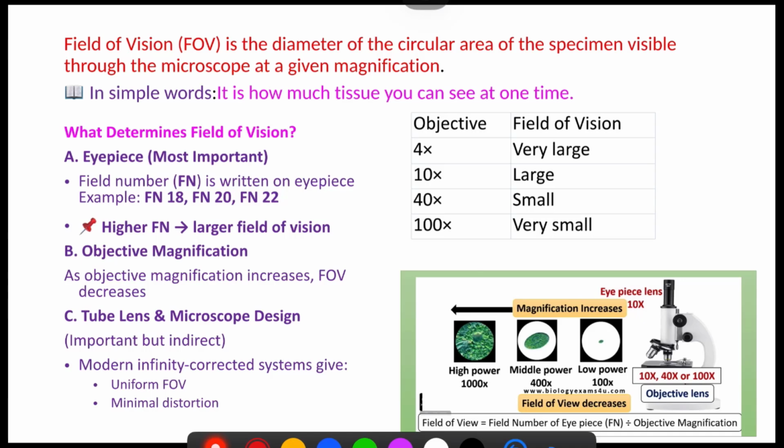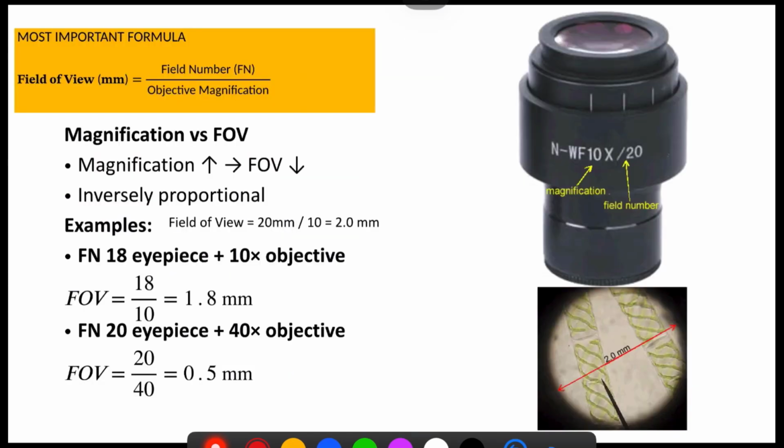Third is the tube lens and microscope design, which is infinity corrected, and will give a uniform field of vision with minimal distortion. So basically 4x has a large field of vision, and 100x has a very small field of vision. Here you can see the magnification, wide field, and this is the field number. So if 20 is the field number, the visible area is 2 mm.